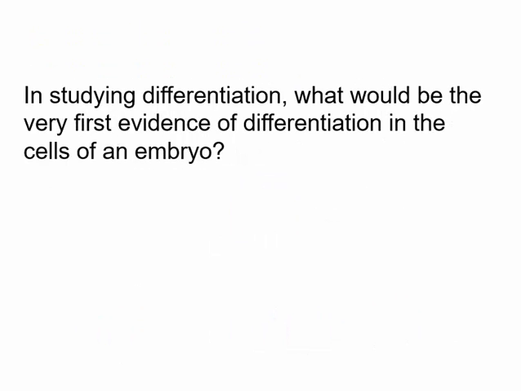All right, so with that in mind, what might you look for? What's the very first evidence of differentiation in cells of an embryo? So very first evidence, what would you look for?